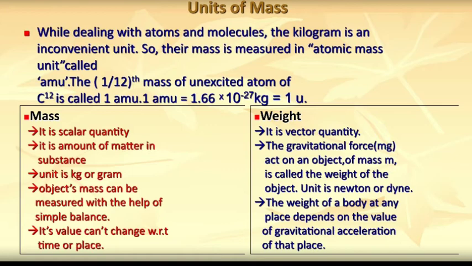It is a vector quantity. The gravitational force mg acting on an object of mass m is called the weight. So we can write W equals mg for the object. The unit of weight is Newton or dyne. The weight of a body at any place depends on the value of gravitational acceleration of that place. So weight has direction as well as value, and its value varies from place to place, depending on the gravitational acceleration at that place.